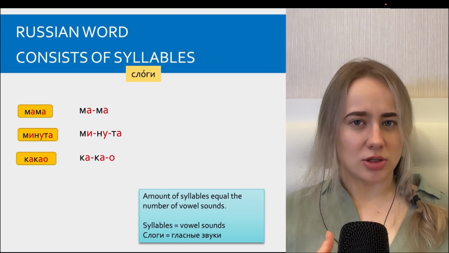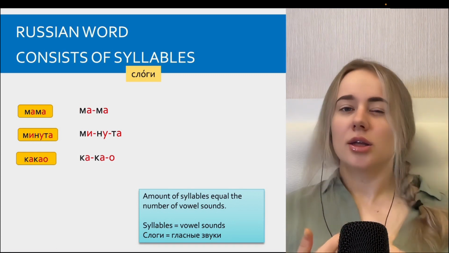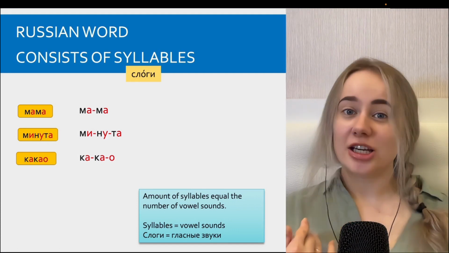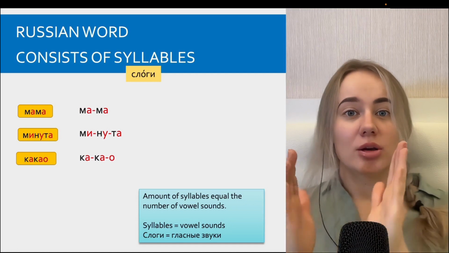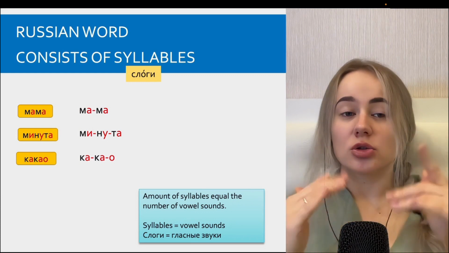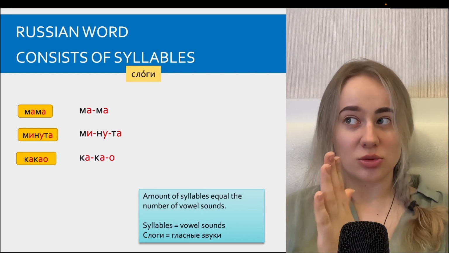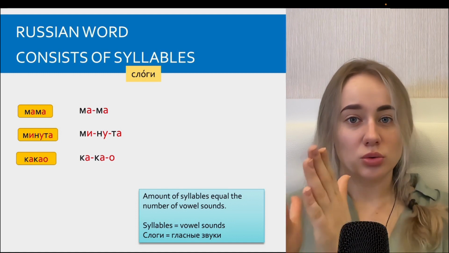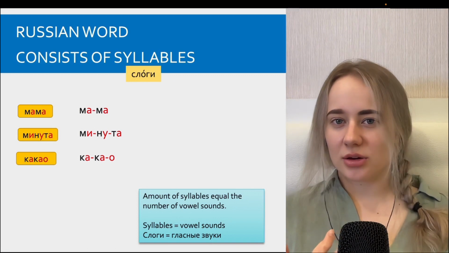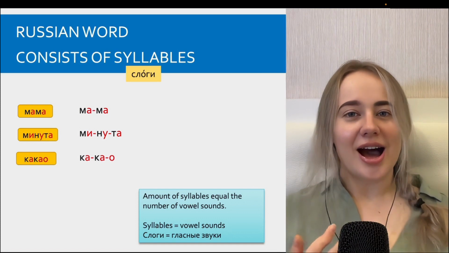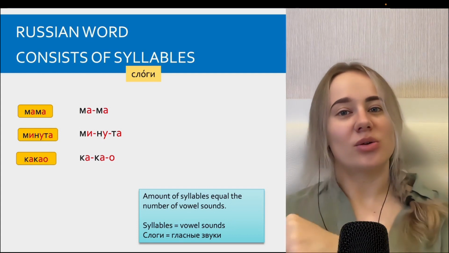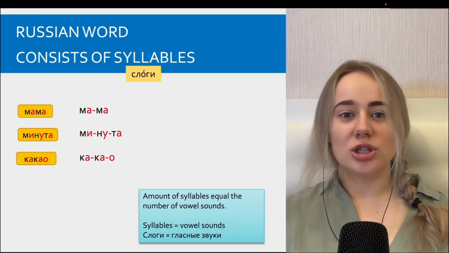Another word, minuta. How many syllables do we have here? 3. Why? Because we have 3 vowel letters, I, U, A. So we can divide it: mi-nu-ta. You see, I clap, so you also can do that. It will help you to count syllables. Another word, cacao. How many vowels do we have here? 3. So we divide: ca-ca-o.